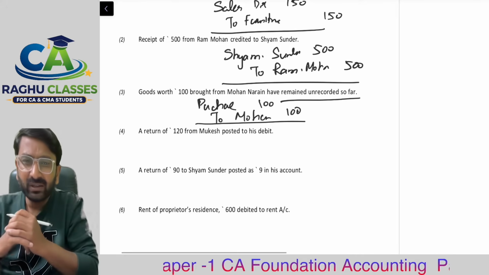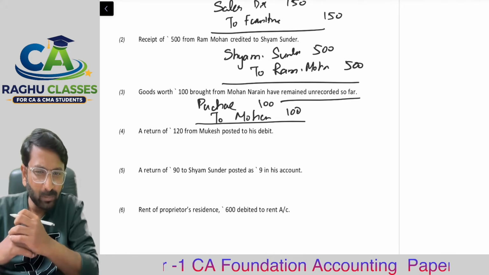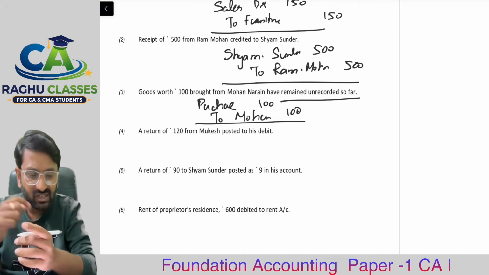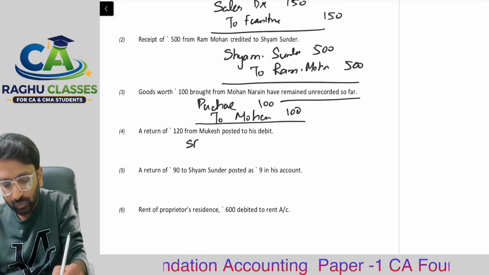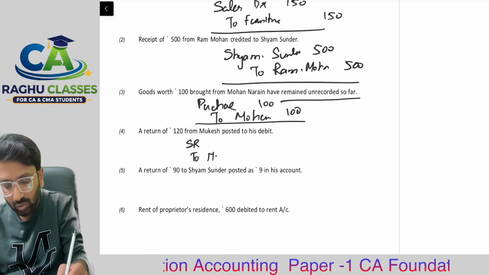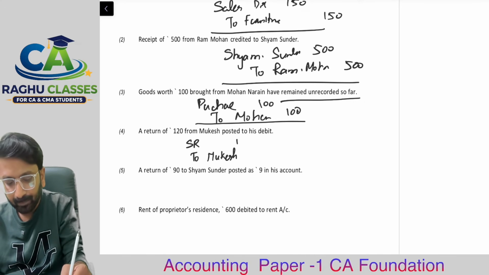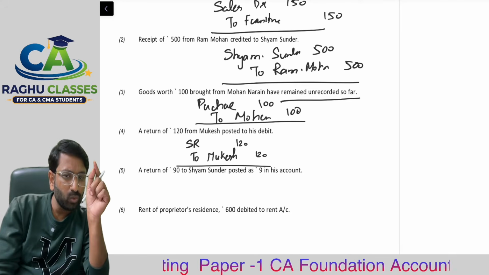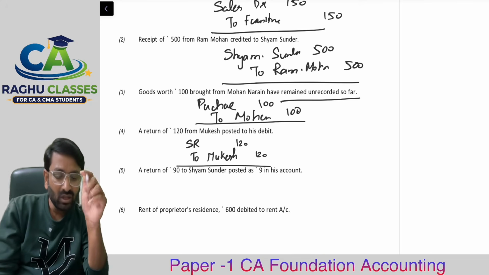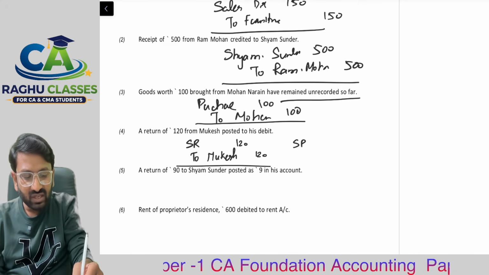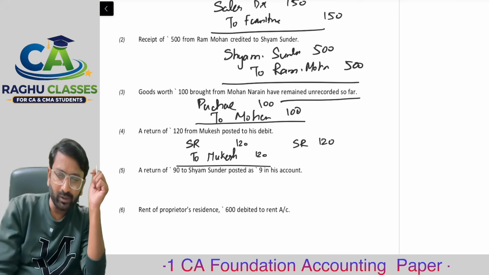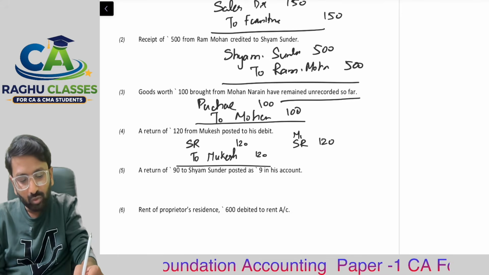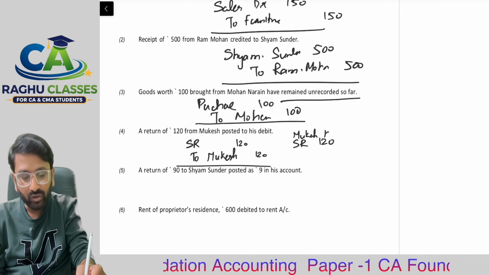Fourth one, a return of 120 from Mukesh posted to his debit. A return from Mukesh, can we say is a sales return? So correct entry should be sales return account debit to Mukesh 120. It is posted to his debit. So the mistake is happening in the posting stage. Recording is done correctly, so sales return account is correctly recorded with 120. Instead of posting to the credit of Mukesh, they have posted to the debit of Mukesh. So Mukesh also got debited with 120.